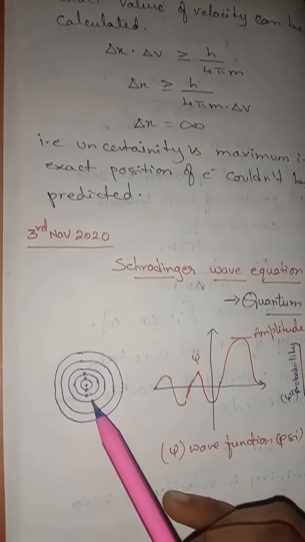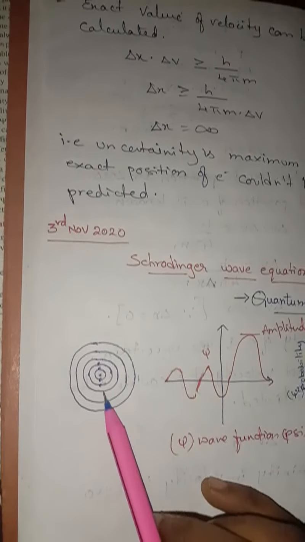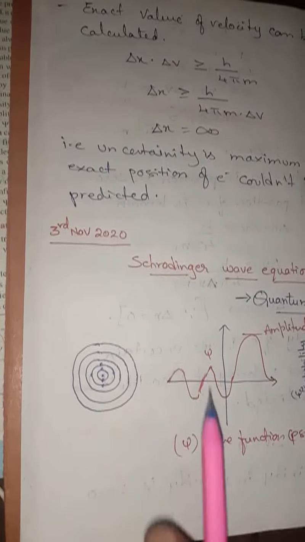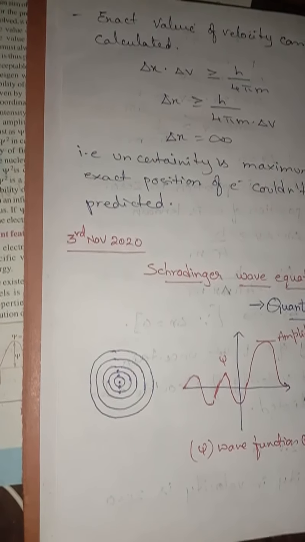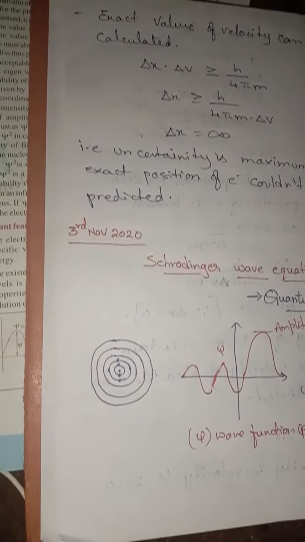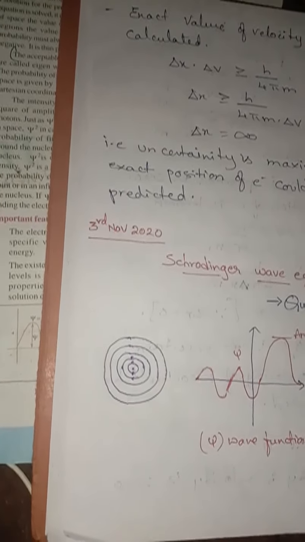So here the basis for the wave mechanical model is the wave equation. The wave equation describes the electron in motion as a three-dimensional wave traveling in an electric field of a positive nucleus. It was given by Erwin Schrödinger. Okay, it was given by Erwin Schrödinger.